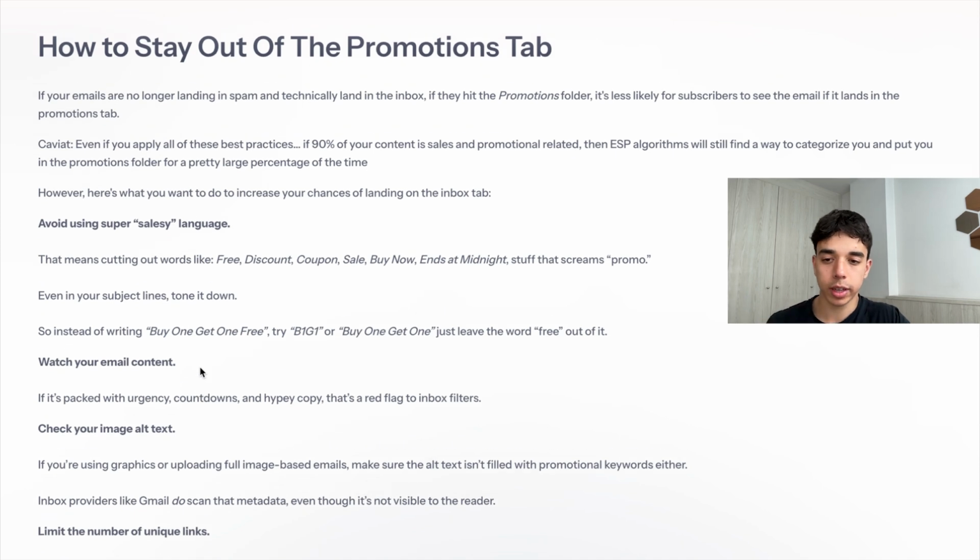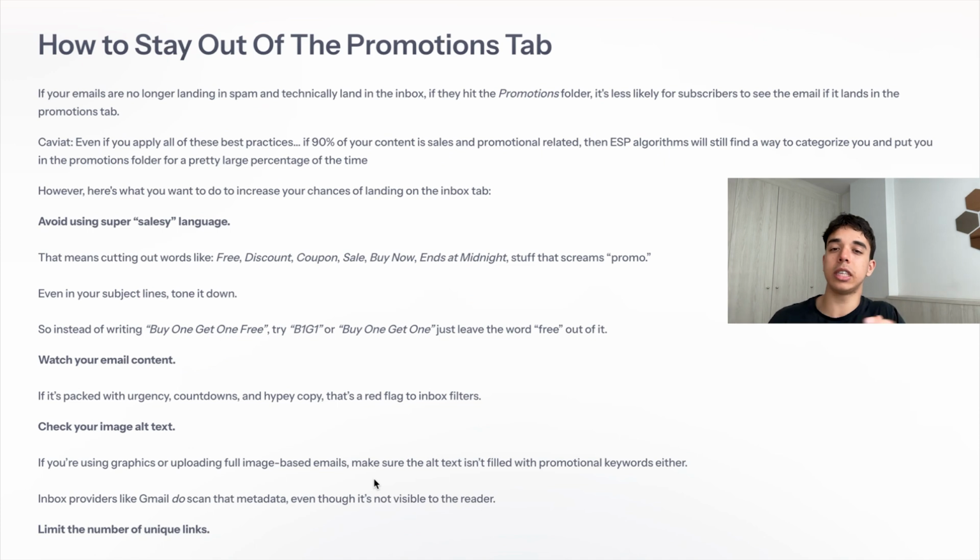Then check your image alt text. If you're using graphics or uploading full image-based emails, you have to make sure that the alt text isn't filled with promotional keywords either, and you need to be super descriptive when it comes to the alt text. For instance, if you have an image where there's a model wearing a specific color dress, you need to actually state that. In this image, you can see a model from whatever origin wearing a dress that is red, right? So this is the best way to go about alt text, just being ultra descriptive.